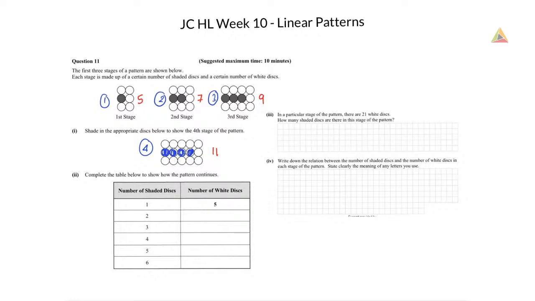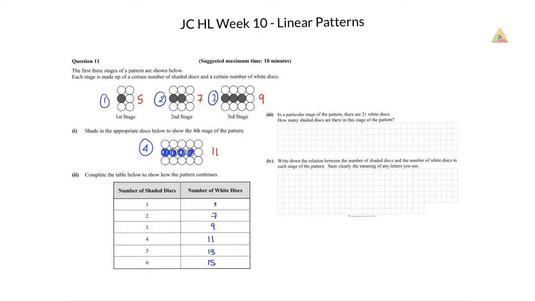So if we're to fill in the table here, we know that it goes from 5 to 7 to 9 to 11. Now we can do this without having to draw out the pattern. 11 plus 2 brings us to 13, and then 13 plus 2 brings us to 15. So you're just adding 2 each time.